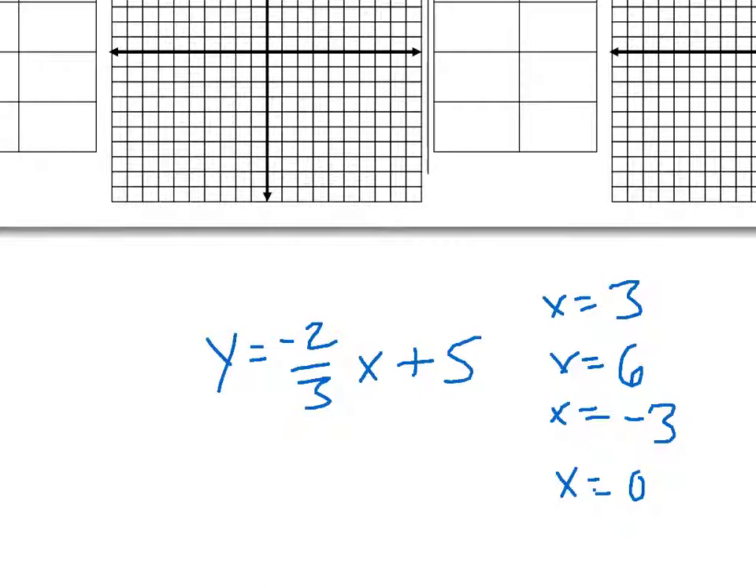So when you have that fraction that you're multiplying by, you're always going to want to choose an x value that is a multiple of the denominator. Just makes it easier to work with. Are there any questions before we move forward with the rest of our Together Time work?